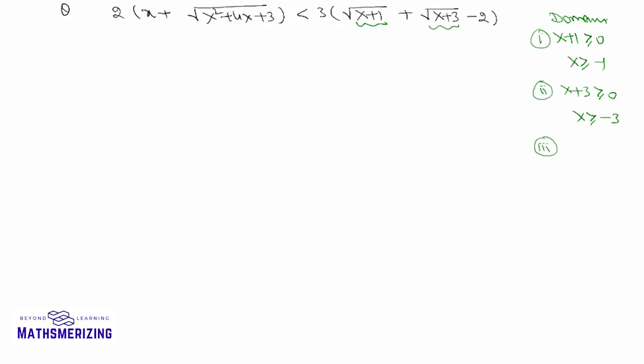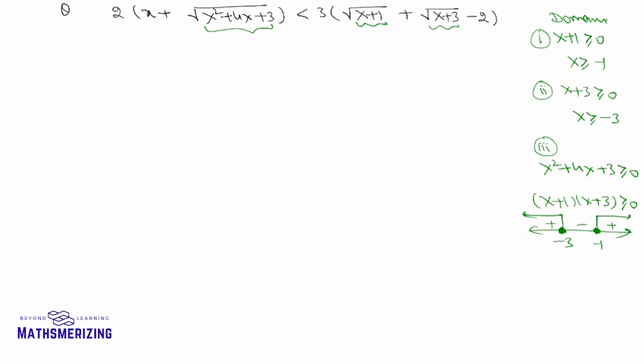And I'll write the condition for x square plus 4x plus 3. x square plus 4x plus 3 should be greater than or equal to 0. I'll get (x plus 1)(x plus 3) should be greater than or equal to 0. So I'll write this is minus 3, this is minus 1. So this is plus, minus and plus. I need plus. So either less than minus 3 or greater than minus 1. So now I'll take the intersection of all the conditions.